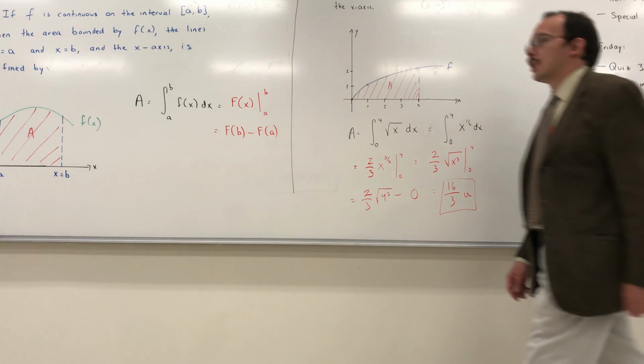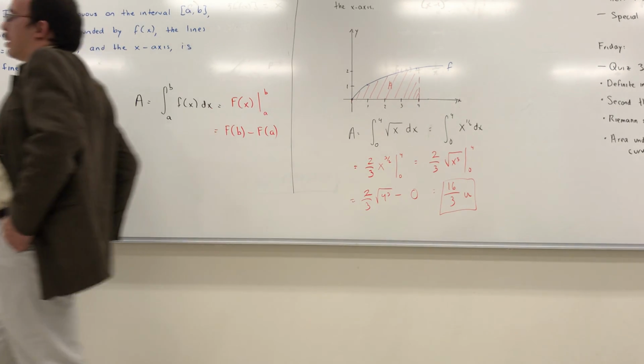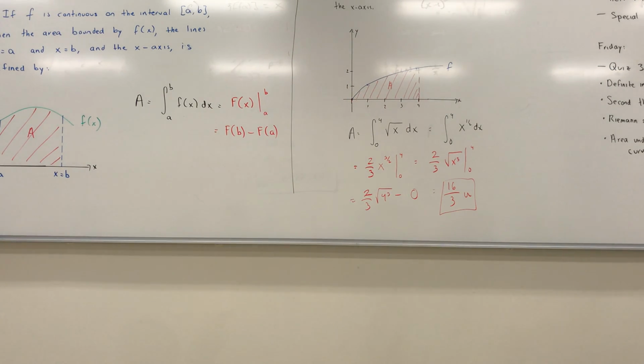In this case, it's easy, but sometimes the areas are going to be a little more complicated. So you need to get the graph so you can see what happens in those areas.